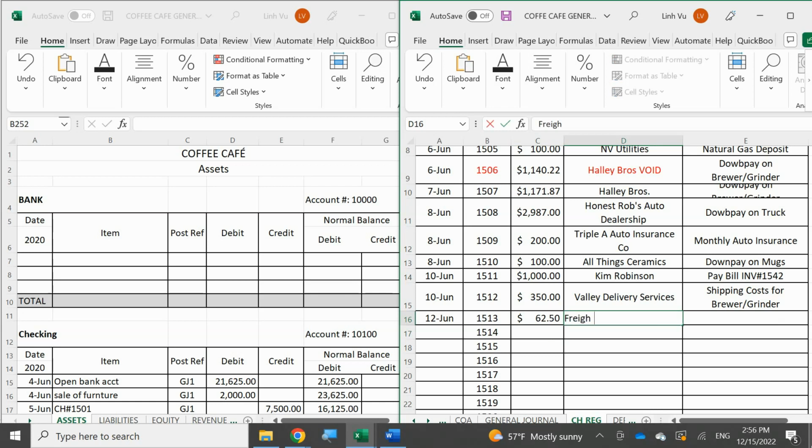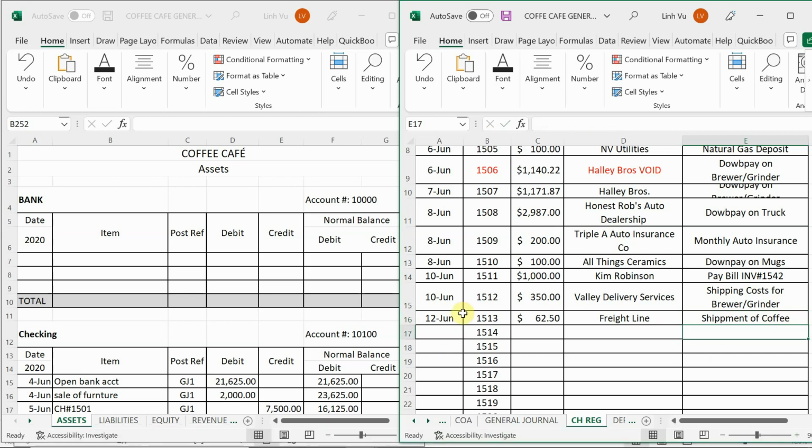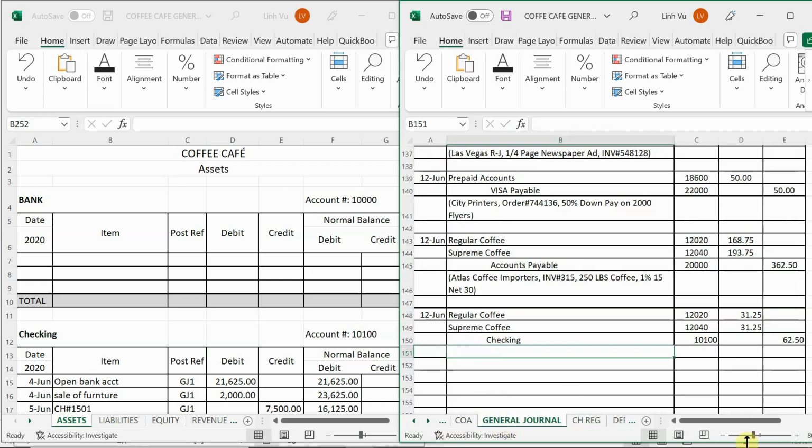Freightline. Okay. And why did you make a payment to Freightline? Is because they shipped out the coffee to you. So shipment of coffee. Okay. So that's why you paid $62.50 to check number 1513. So you should have all the information in here.